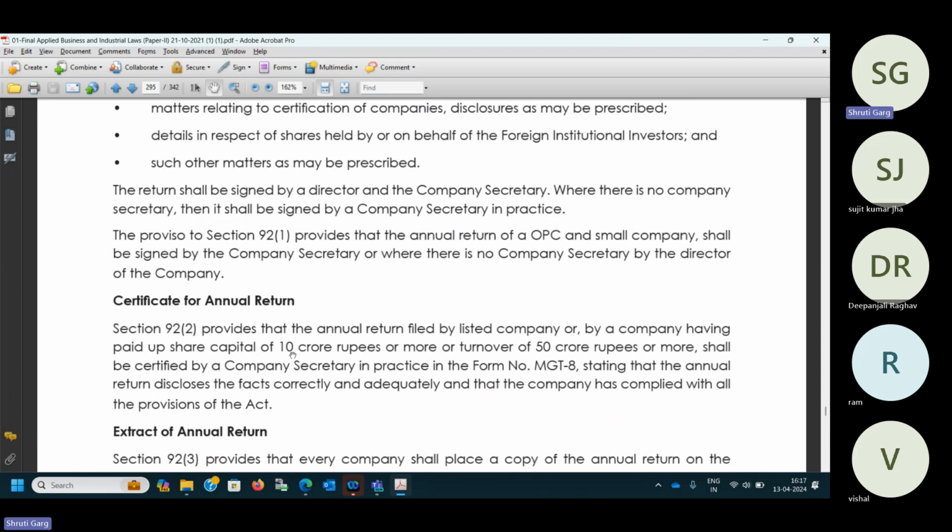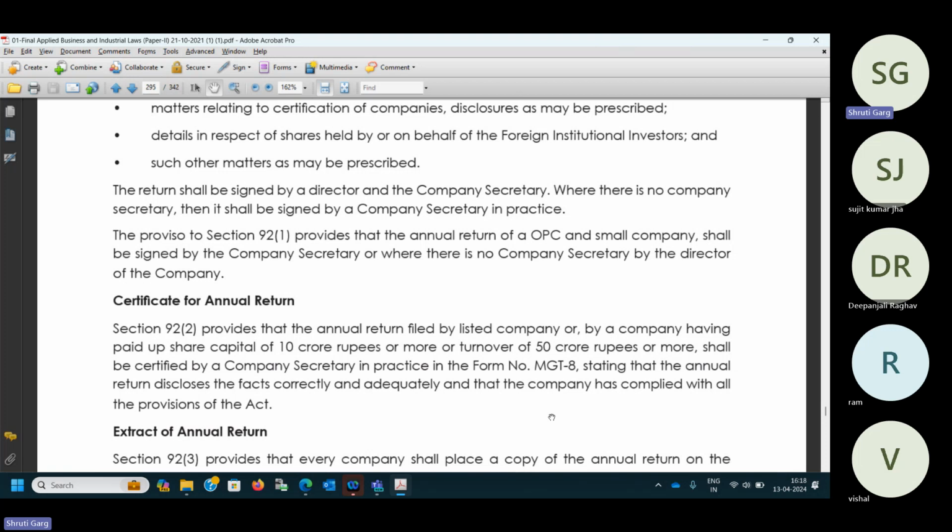or a company which has share capital of 10 crore rupees or turnover of 50 crore rupees, then it will be certified by the company secretary in practice in form number MGT 8. In that case, the company secretary will issue form number MGT 8 stating that the annual return discloses the facts correctly and adequately and that the company has complied with all the provisions of the Act.